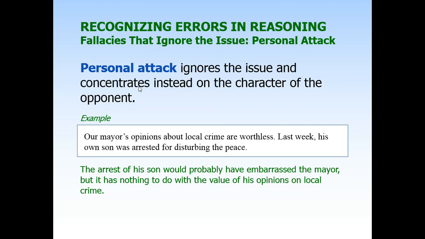So an example here is our mayor's opinions about local crime are worthless. Last week, his own son was arrested for disturbing the peace. So, again, they're attacking the mayor, who's talking about local crime being worthless. So he's talking about it as a whole, but then they want to attack him because his son was arrested for disturbing the peace. So one doesn't have to do with the other. His job does not have to do with his son being arrested. But again, that's the personal attack.